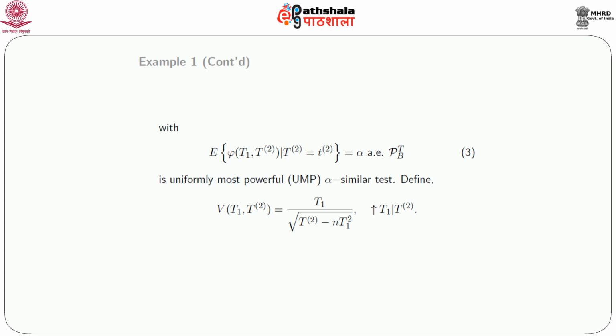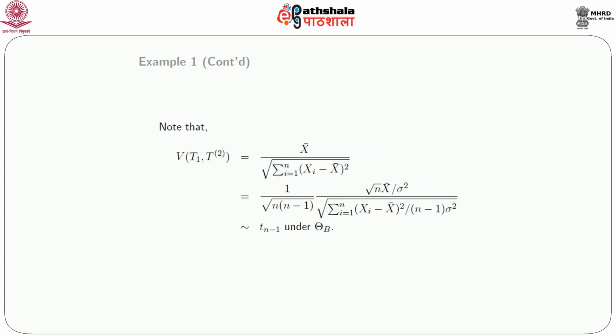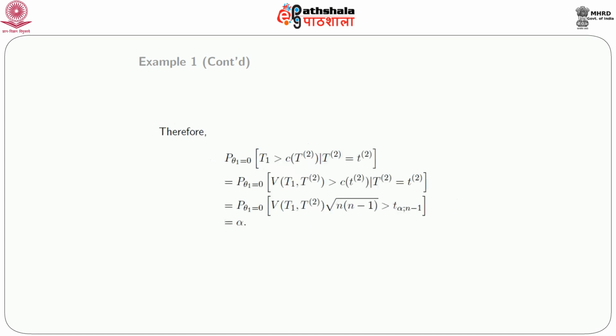Now we define V. V is a function of T₁ and T₂. This is equal to T₁ divided by (T₂ minus nθ₁²). It is increasing in T₁ given T₂. Note that V(T₁, T₂) is actually x̄ divided by the square root of the summation of (xᵢ minus x̄)², and it follows a t distribution with n minus 1 degrees of freedom under Θ_B.